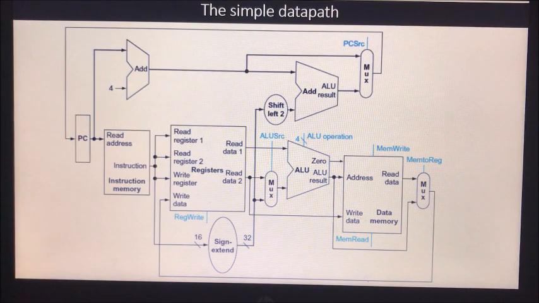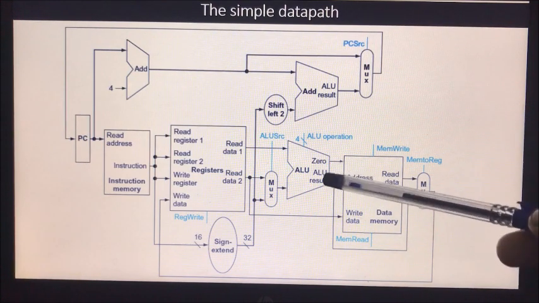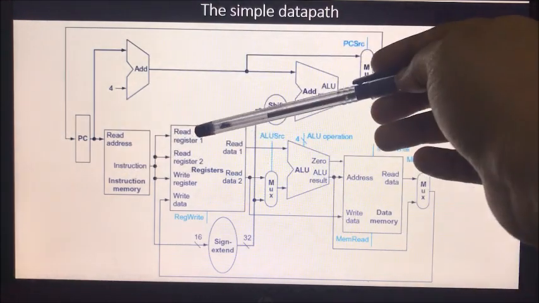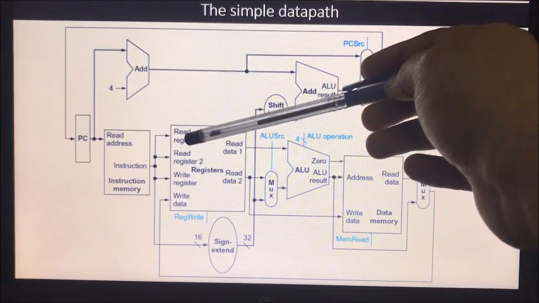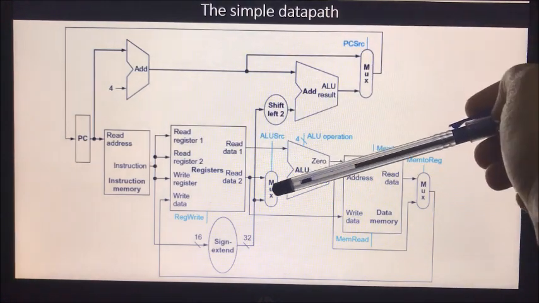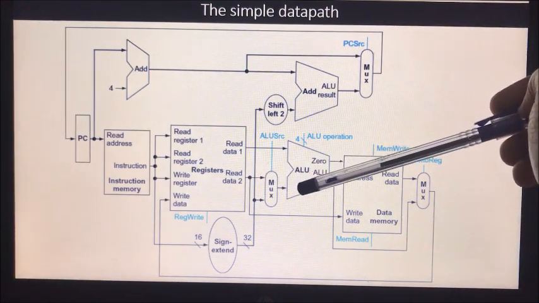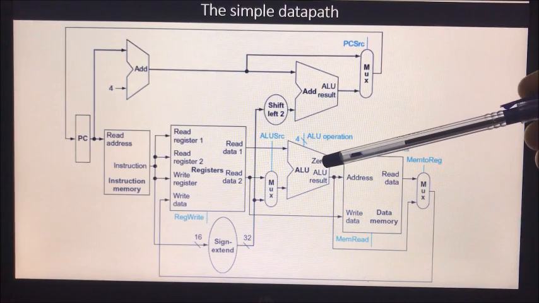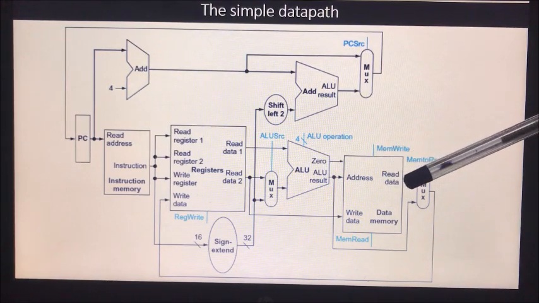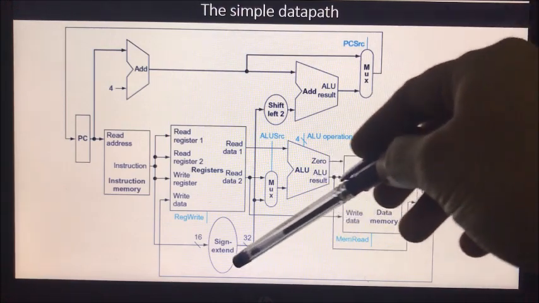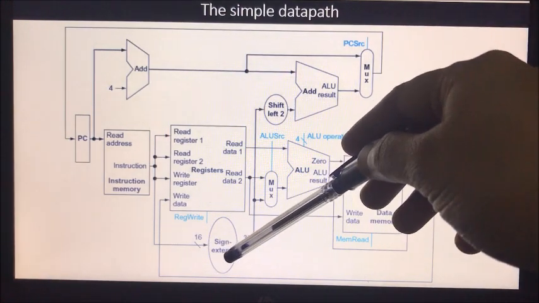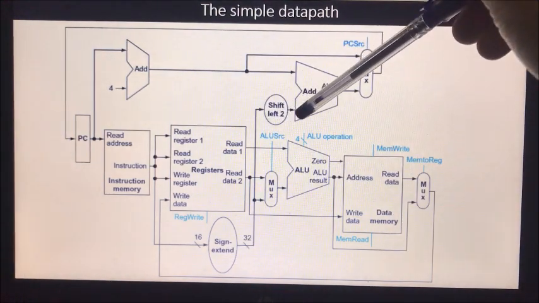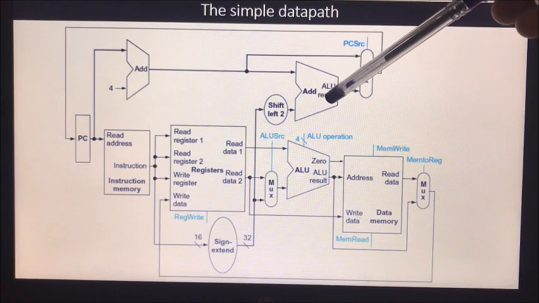In the case of branch instructions, the ALU will be used for comparisons. Again, after fetching the instruction from the memory, read register 1 and read register 2 will be taken, and read data 1 will be the input of the ALU, and the second input will be read data 2. Both will be compared. If they are equal, the zero output will be enabled, otherwise it will be disabled. Here the offset used to calculate the branch target address will be sign extended, shifted left 2 bits, and provided as an input to the adder.